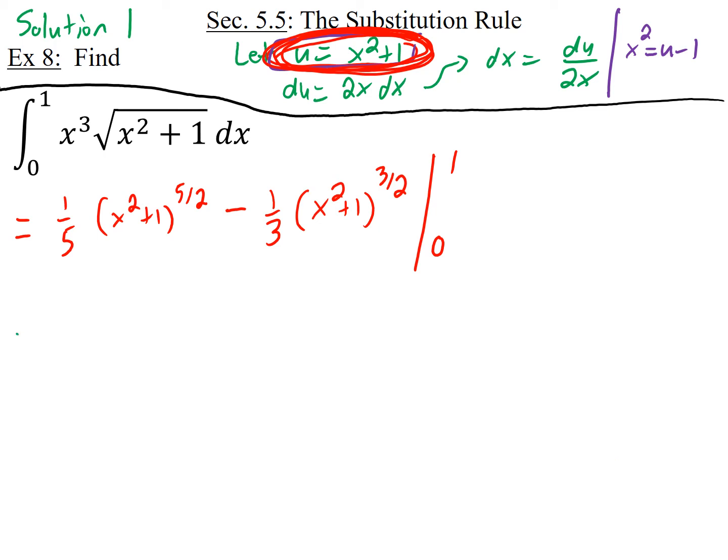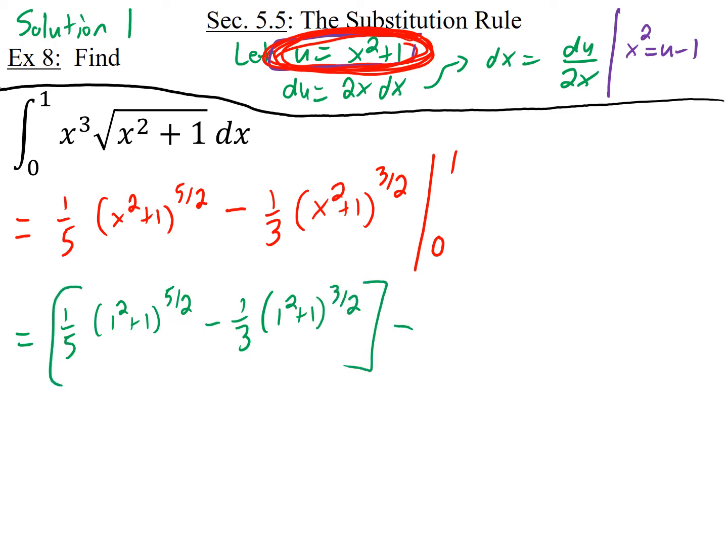Okay, so it's going to be 1/5. And then we have 1 squared plus 1 to the 5/2 minus 1/3, 1 squared plus 1 to the 3/2. Those numbers are not so nice, so we'll just have to leave it a little bit ugly. When you plug in 0, you get 1/5, 0 squared plus 1 to the 5/2 minus 1/3, 0 squared plus 1 to the 3/2.